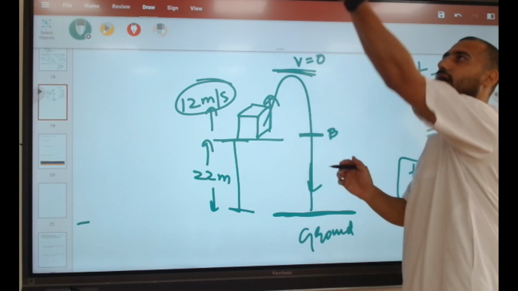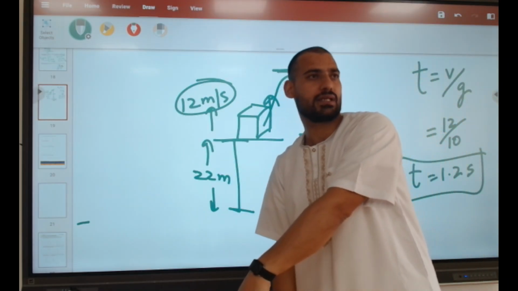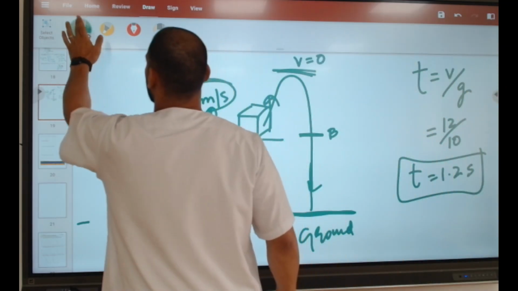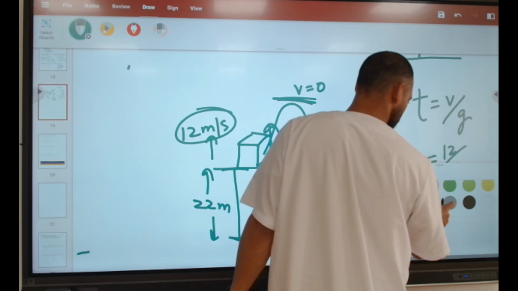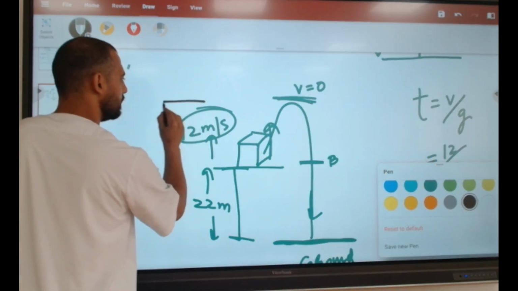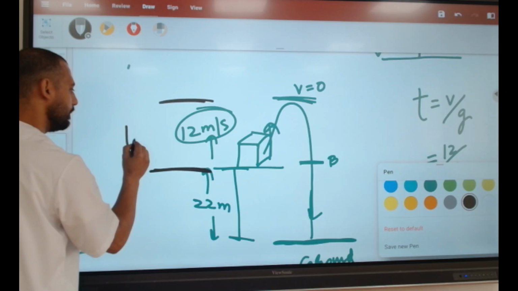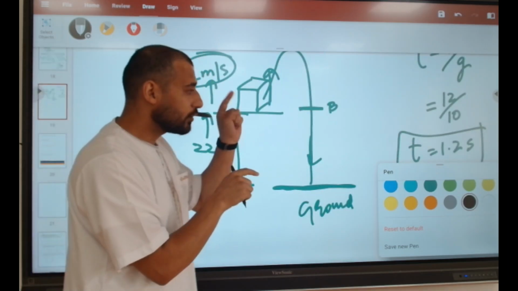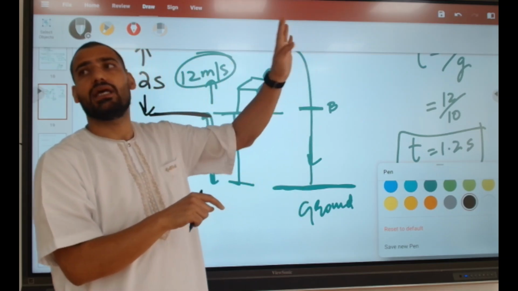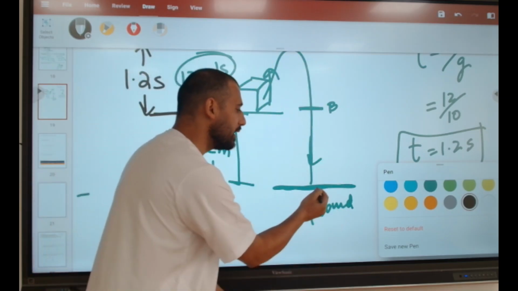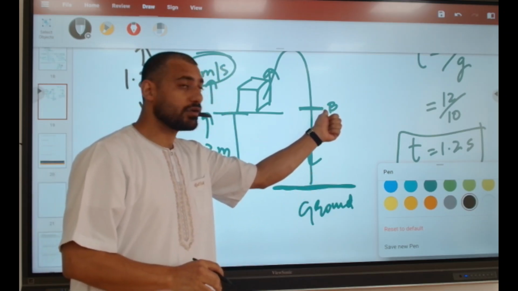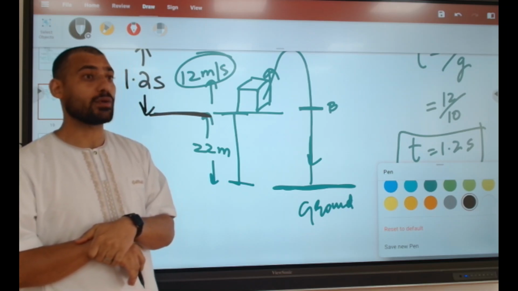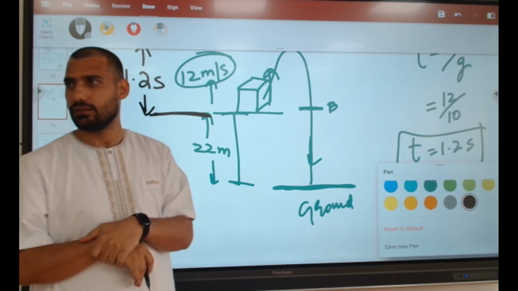First, when you throw it up, it will go up, it will come down, and it will reach the ground. So at the top, the velocity will be 0. The time that this motion takes is 1.2 seconds, isn't it? So the question will be, for what time was it in air? What will be the velocity when it touches the ground? What will be the velocity when it was at the same height? Negative 12.